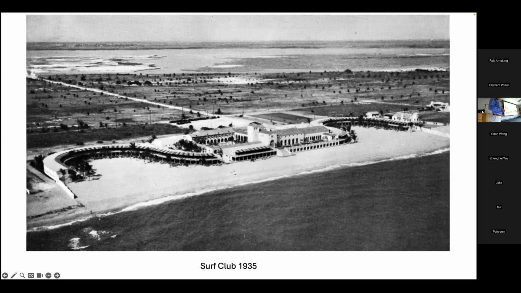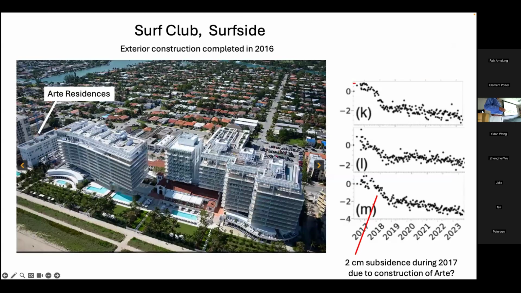Since then, of course, one question was, and this is a place where we see significant subsidence, could there be any geologic reason that they built the surf club right there, and could that be the reason for the significant subsidence signal? This is how the surf club looks now.